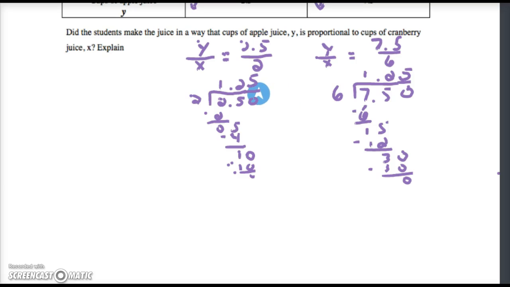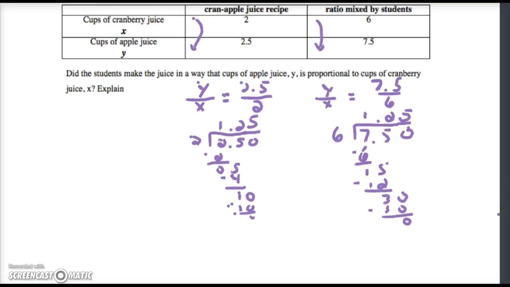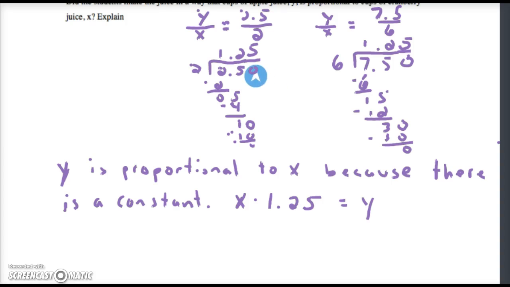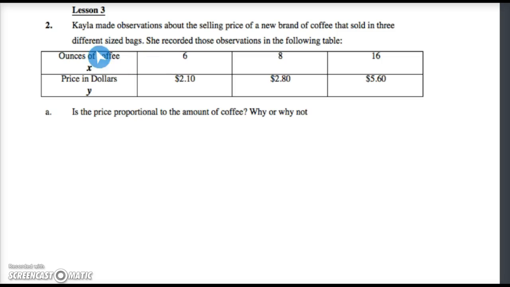Now that we've solved the division problems, we can see that both of our answers are 1 25/100ths. So after dividing, what we've determined is that y is proportional to x because there is a constant: X times 1 25/100ths equals y. So the students did mix juice in a ratio that would make the juice look the same and taste the same as the original recipe.